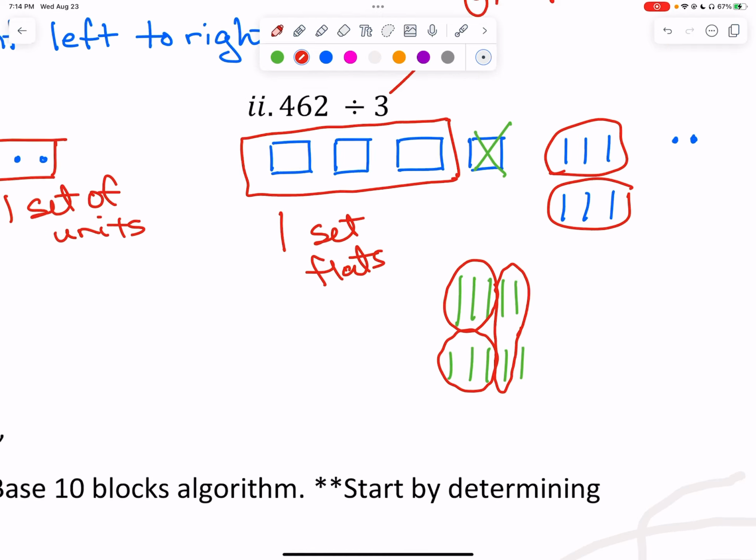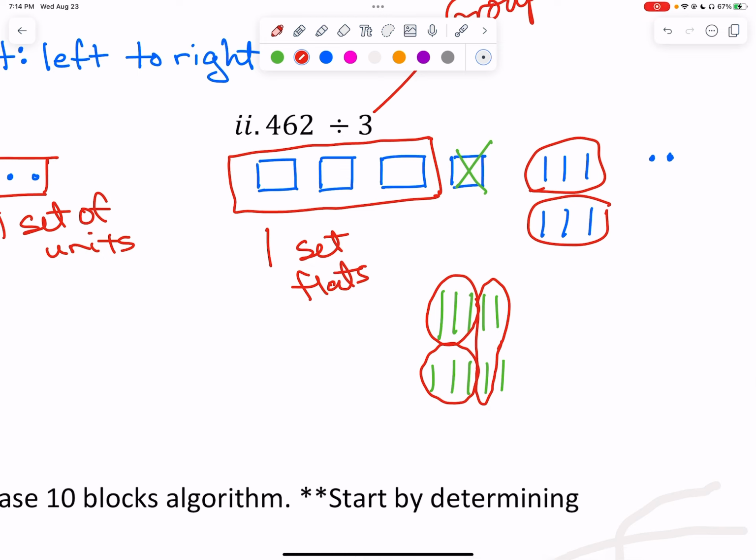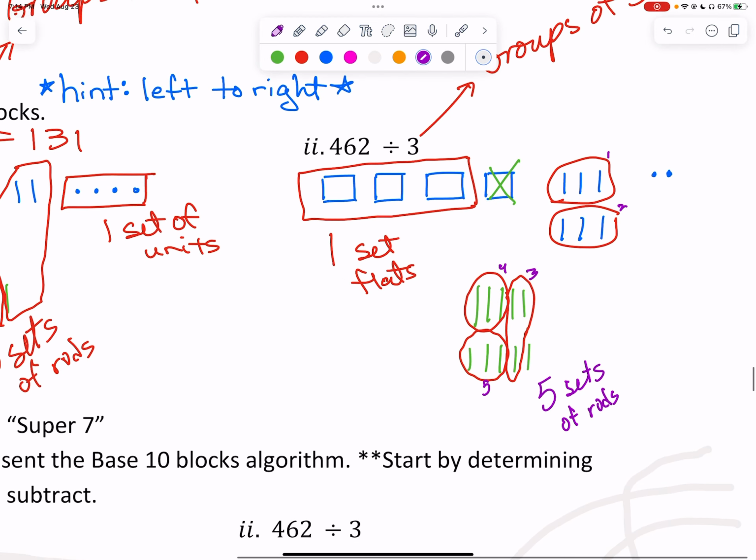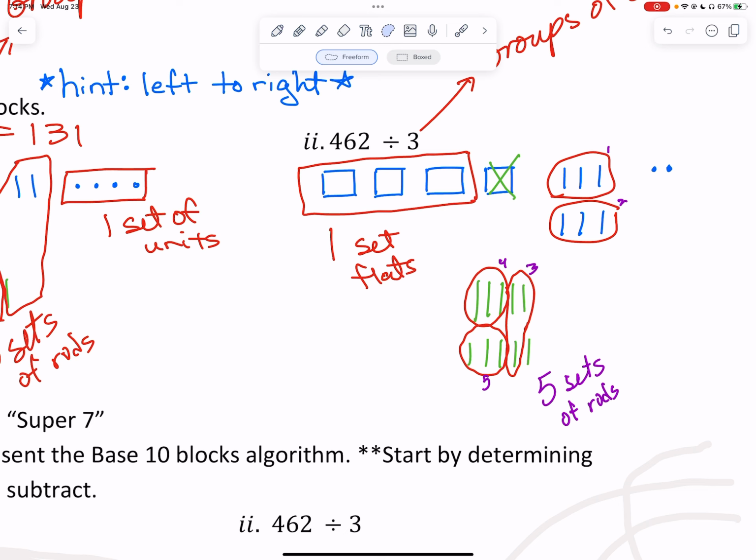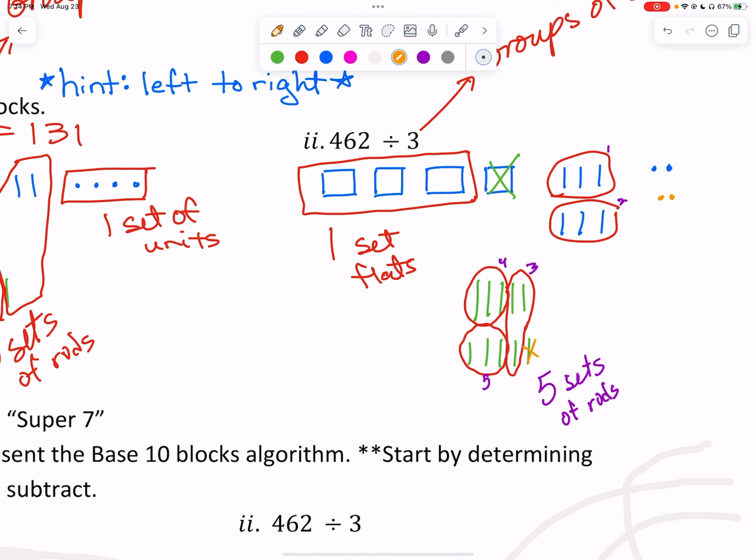Holy moly, how many 3s do we have? So that's, let's see, I've got 1, 2, 3, 4, 5. So I've got 5 sets of rods or longs. Some people call them longs. Okay. Well, look, we have this lone rod sitting here. Okay, so that lone rod, we're going to have to split it up, right? So let's split it up into 10 units. I think that's 10. Yep, that's 10.